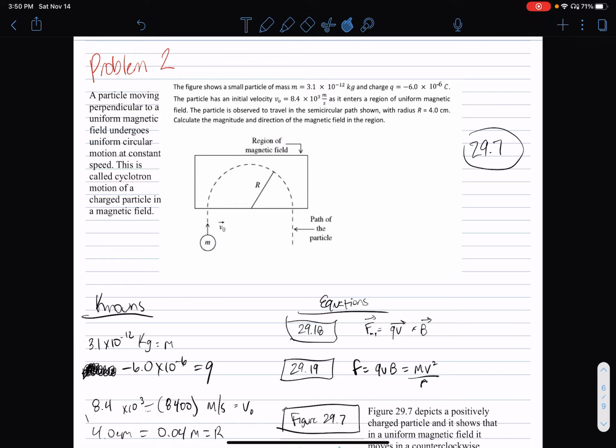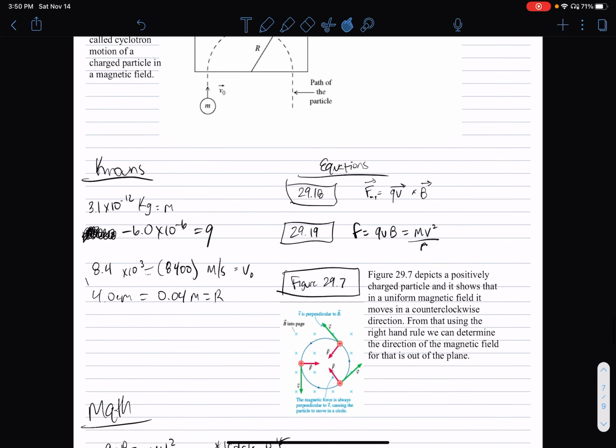When you read chapter 29.7, if you look at the definition of cyclotron motion, it's the situation we have here, which is a particle moving perpendicular to a uniform magnetic field undergoes uniform circular motion at constant speed. This is called cyclotron motion of a charged particle in a magnetic field, and this is what we have here.